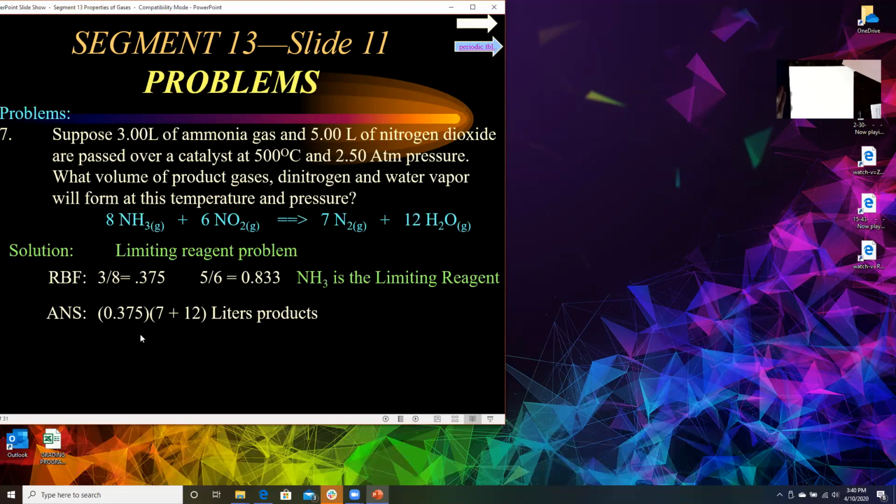Now we can get the answer by just taking that limiting reagent and multiplying it by the number of liters shown in the products. It asks for the amount of each one of them. I wanted to show you doing it this way, just so you'd understand. You don't have to do one problem and get the amount of nitrogen, and then another problem to get the amount of water. You just add these two coefficients together. The equation up here is showing 12 plus 7, 19 liters of gas. So all I've got to do is multiply my rebalancing factor by 19, and I'll get the answer. 7.125 liters of product is what you would form.